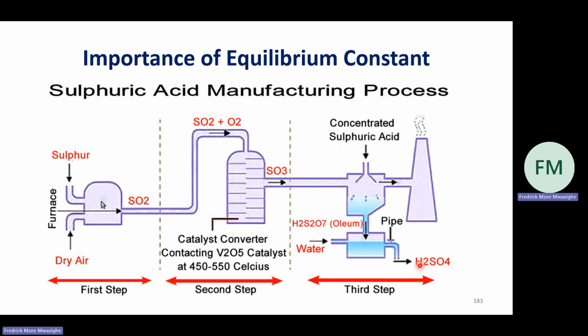So an industrial chemist will need to know the equilibrium constants of these different steps, so that he may maximize the production of sulfuric acid. Because it is a reversible reaction, you know that the conditions have to be set in such a way that it favors the forward reaction in each step.